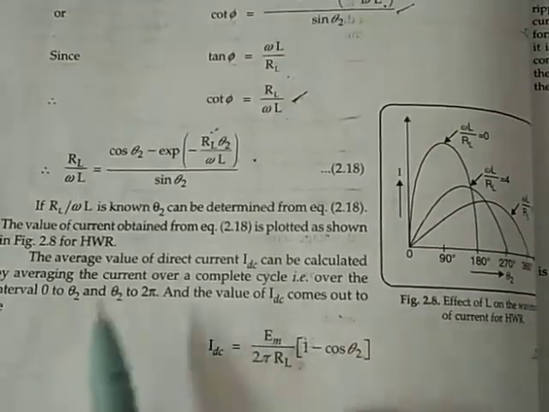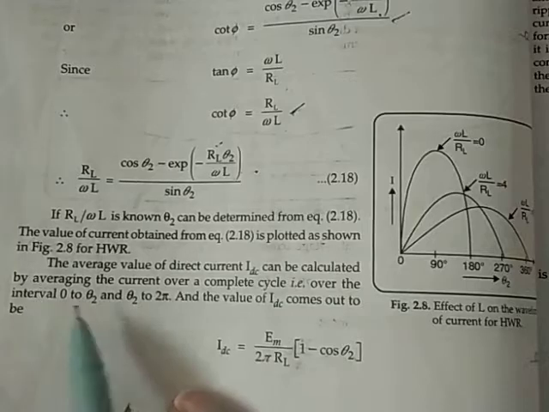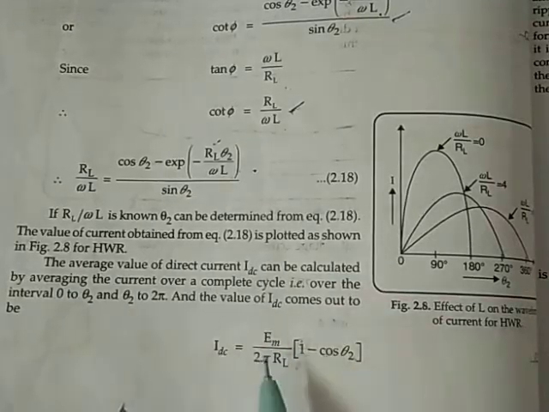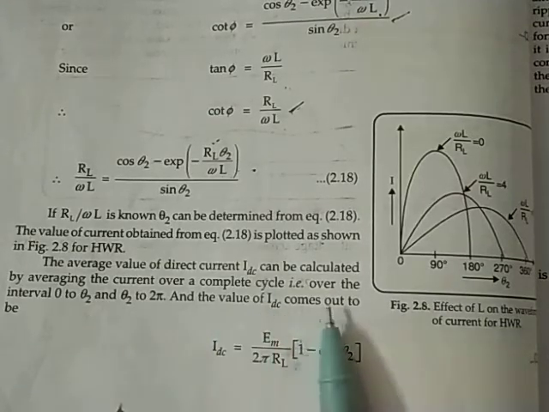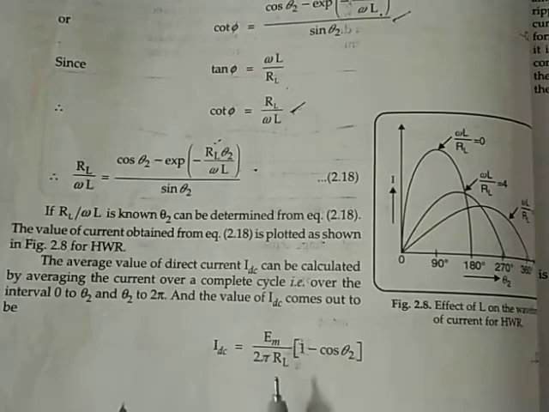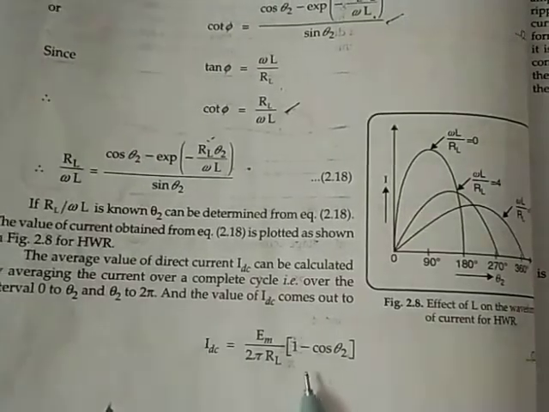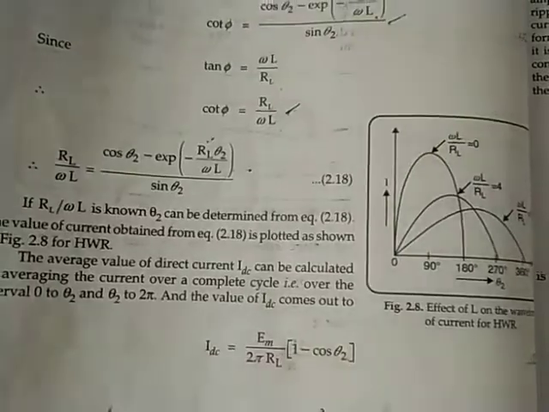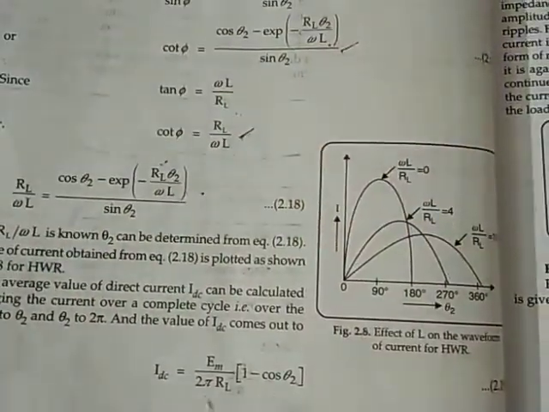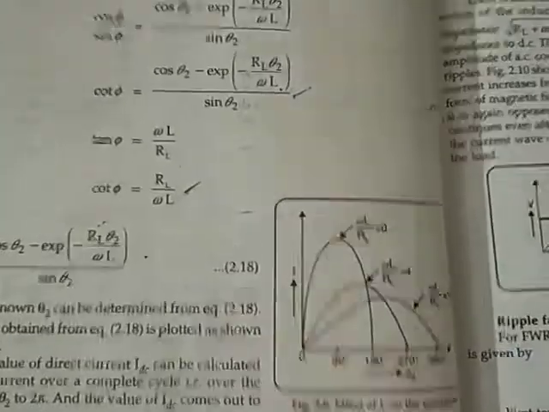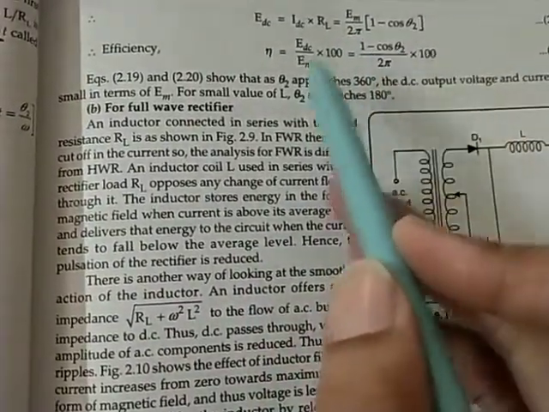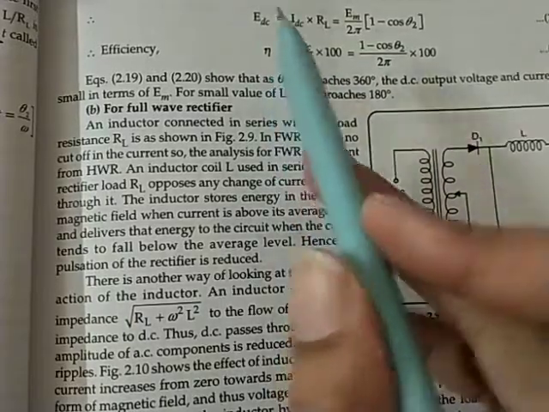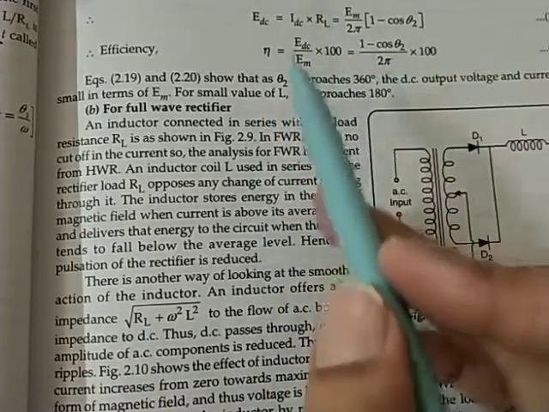Apart from that, the average value of direct current can be calculated by averaging the current. We have done it in the half wave rectifier and the full wave rectifier also. So we have done this, and the value of IDC comes out to be this. From that we can have EDC: EDC we can find from IDC multiplied by RL, which is the load resistance. From that we have calculated the efficiency, like how much DC has been produced from the AC.